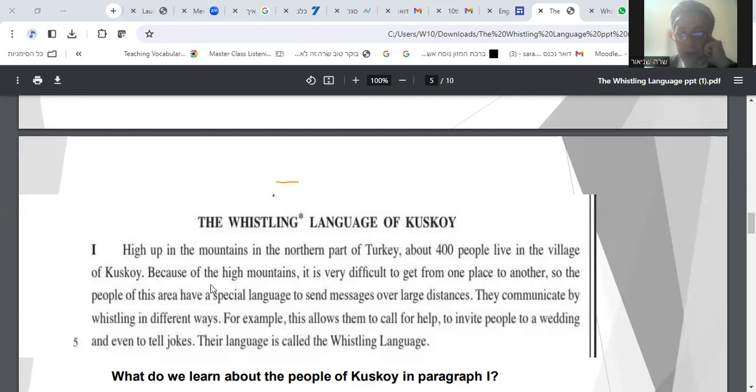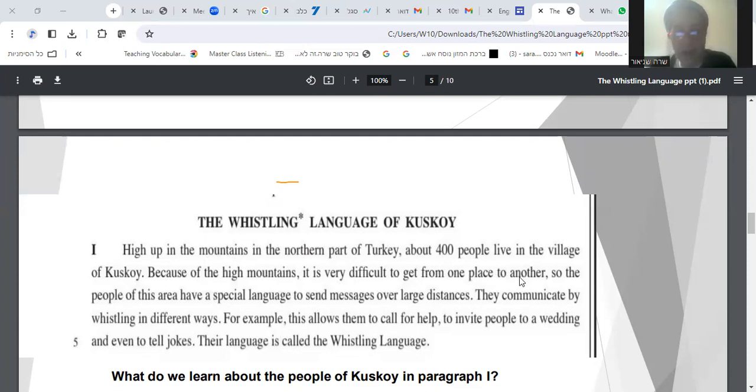Okay, it starts with because of, but you have to know that after because of, there's never a full sentence, only part of a sentence. Okay? There's a connection here between two parts of a sentence. Do you see a comma here in the middle of the sentence? It means sentences are being joined here. Because of the high mountains, it is very difficult to get from one place to another.